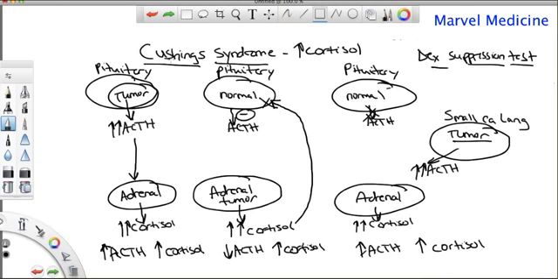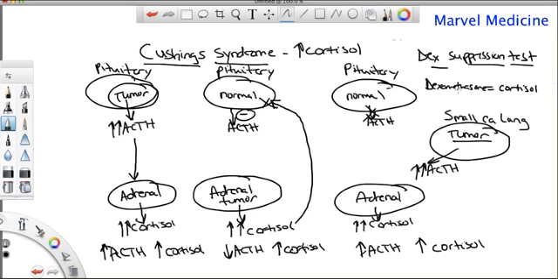Alright guys, so you know the three cases that can give us Cushing's syndrome, right? Now, let's think about what dexamethasone is. All it is is a steroid, okay? That's all it is. It's a steroid that is exactly like cortisol. When you see dexamethasone, just think it's the same thing as cortisol. It may have some different properties, may have different potency than cortisol, but it's doing the same exact thing.